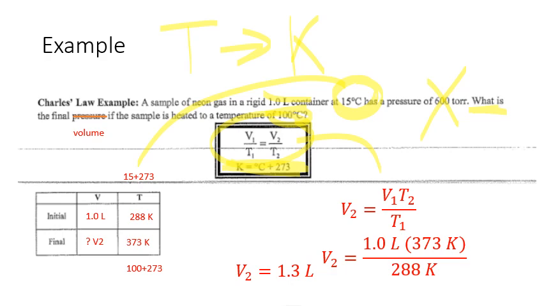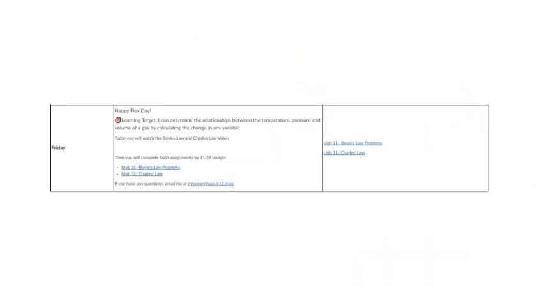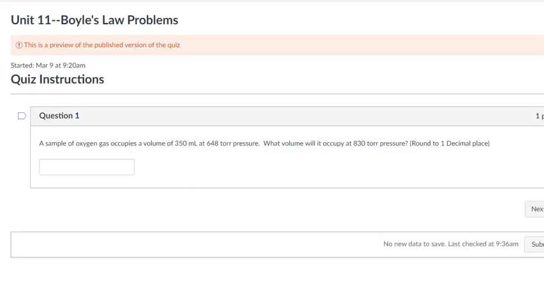1.3 liters. What you're going to do next is go to the agenda, and you can see that these two things right here are what you want to focus on. So you'll click right there on Boyle's Law problems. You'll do those first, and then you do Charles' Law. Those will be what you would count for attendance. Take a look. Right here, here's the first question that came up for me. Of course, it's different for everybody, and it looks slightly different.